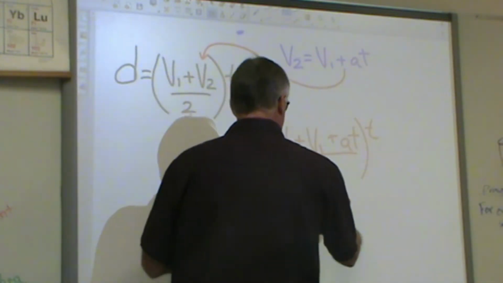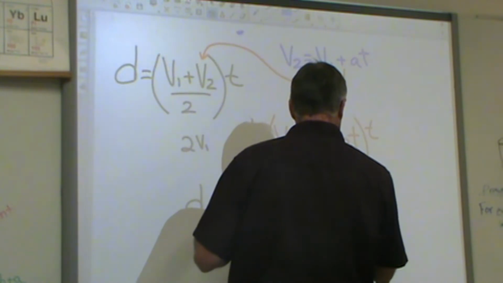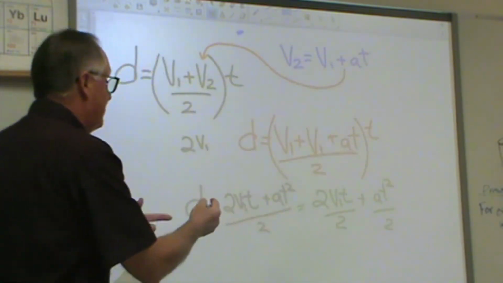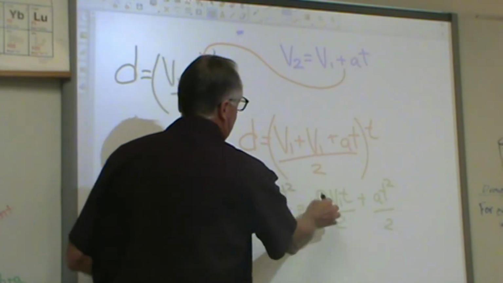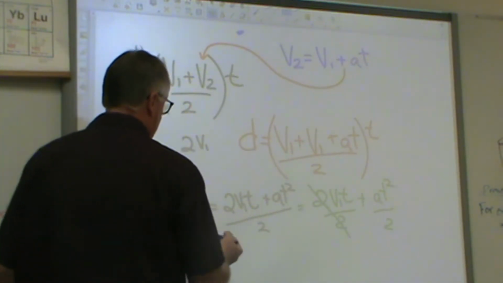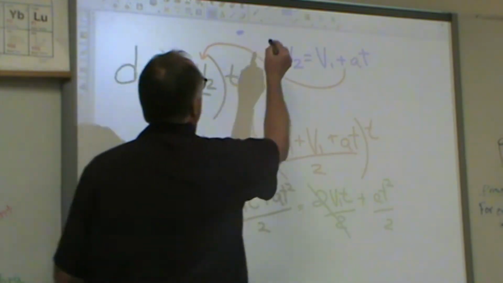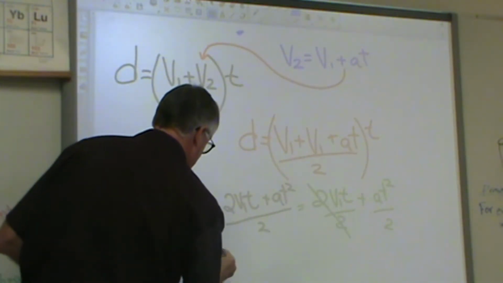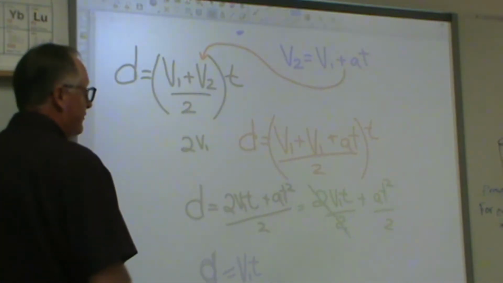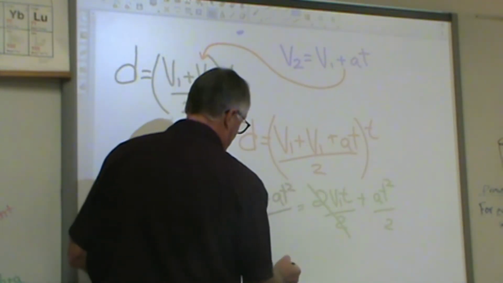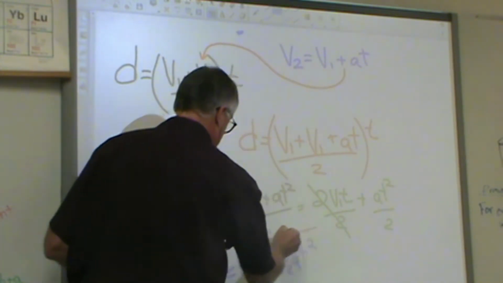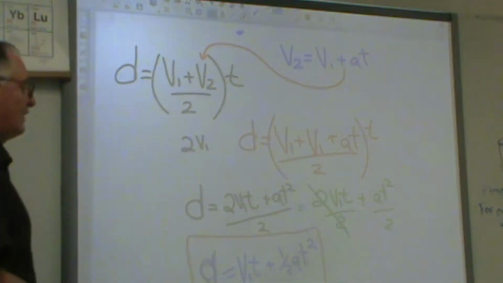But what you're saying is true. I can rewrite this as 2v1t over 2 plus a t squared over 2. That is the same thing. Now they both have a 2, and now I can cross that out. You could write it like this, but often it is rewritten as d equals v1t, because you're right, the 2 has disappeared there, plus 1/2 a t squared. d equals v1t plus 1/2 a t squared.